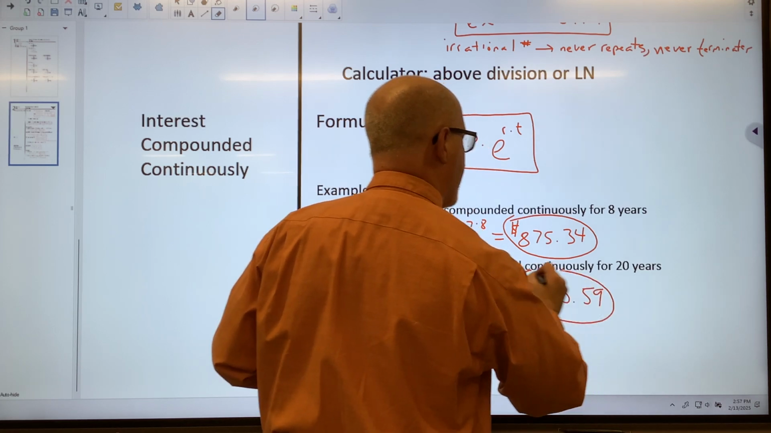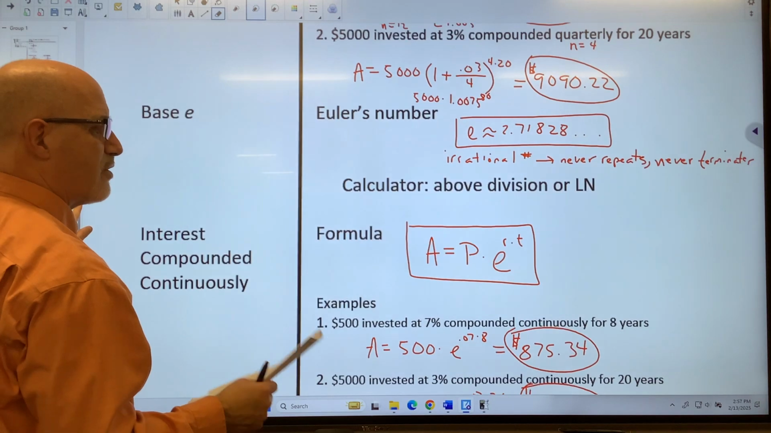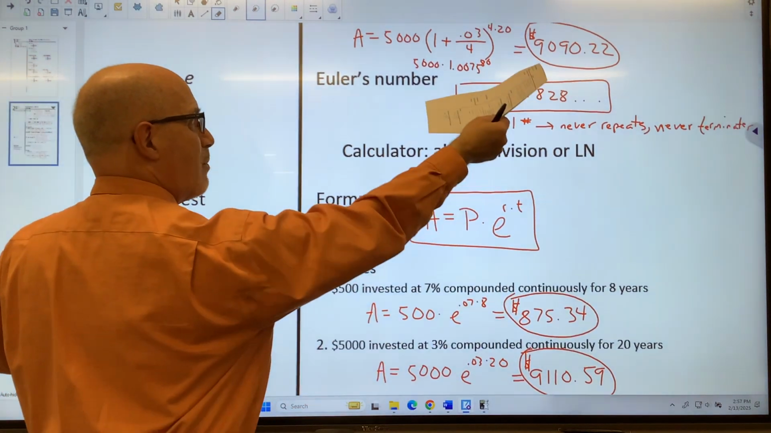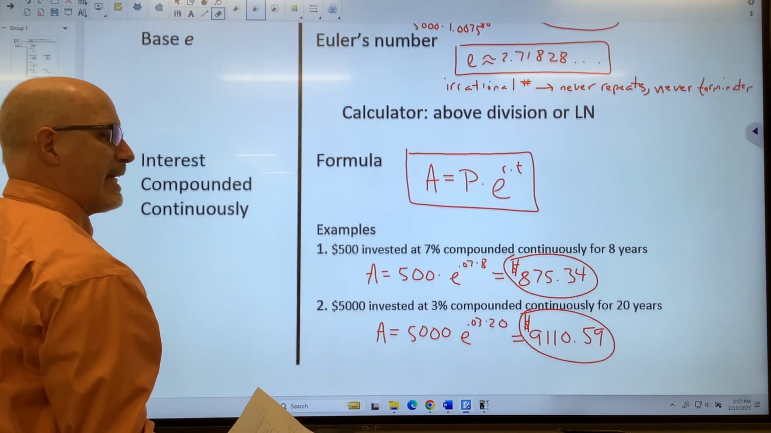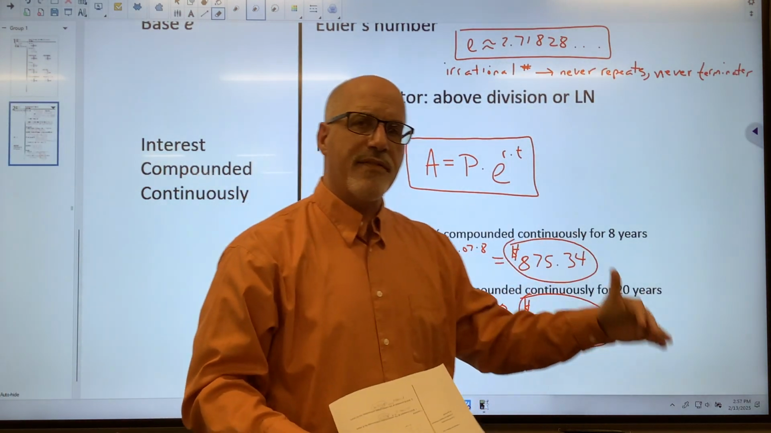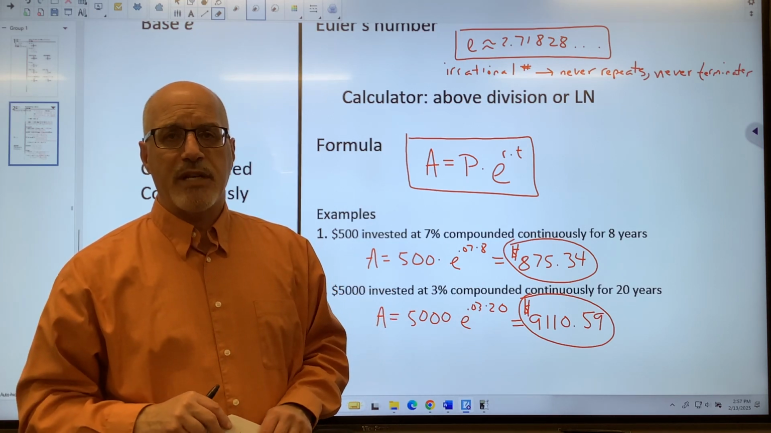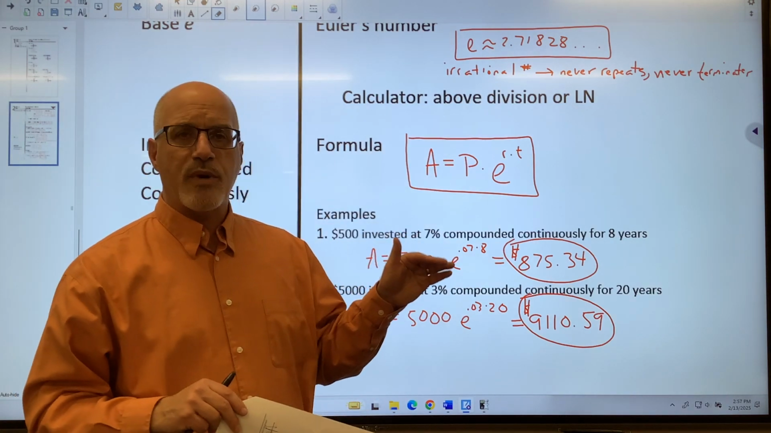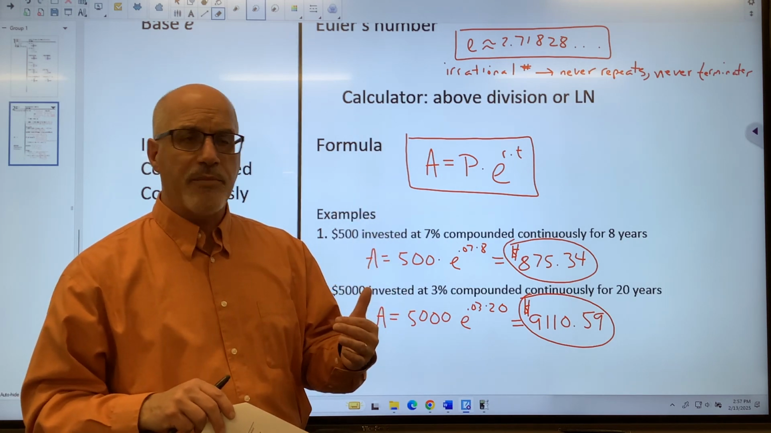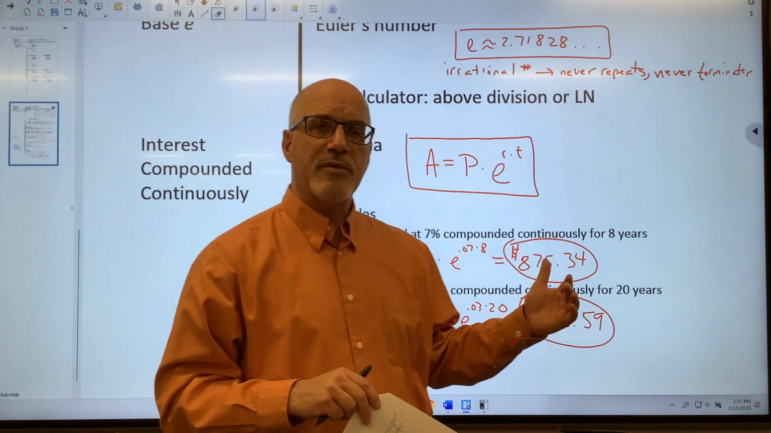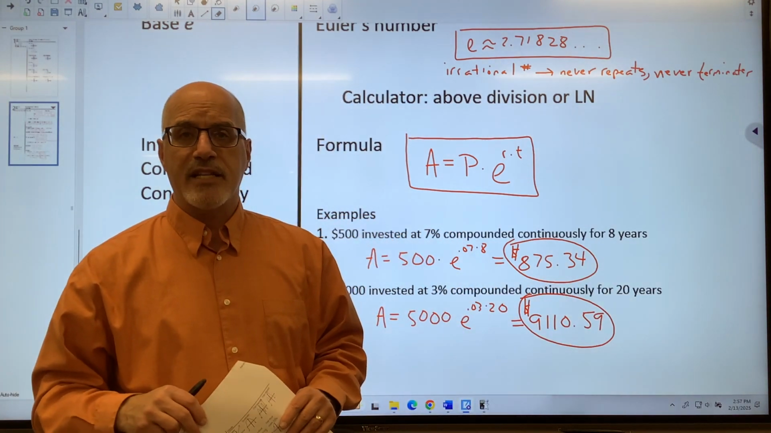So notice if we do it continuously, faster and faster, we get more money than we do if we compound it quarterly. Because you compound more often, it gives you more interest. So these are applications of exponentials, specifically interest rate problems. In the future, we'll look at what happens when we depreciate, and also we'll look at other types of problems that might involve exponential growth or decay as an application.